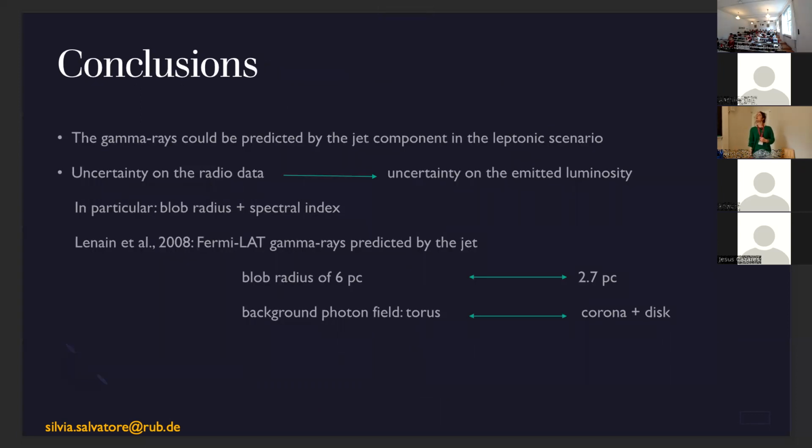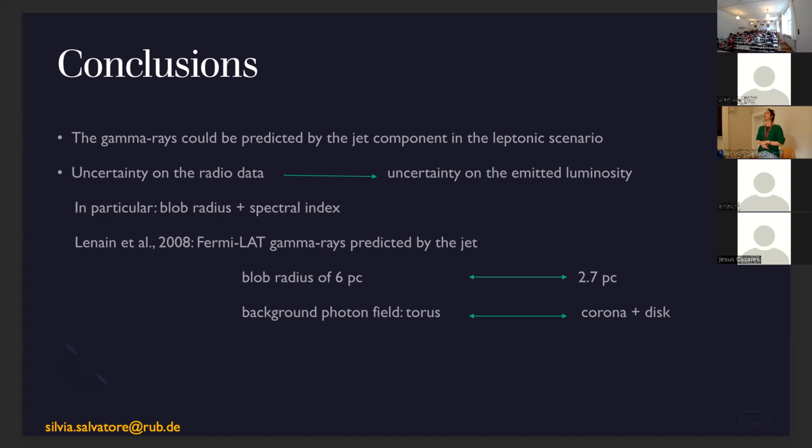So to conclude, we can say that gamma rays could, in principle, be predicted by this jet component in the leptonic scenario, but we need to take into account that there's a lot of uncertainty on the radio data, and therefore a lot of uncertainty on the emitted luminosity. In particular, we have no idea of how the spectral index is defined. We don't know how to fit those radio data, as I showed before, and we don't have a lot of precision around the radius of these jet blobs.